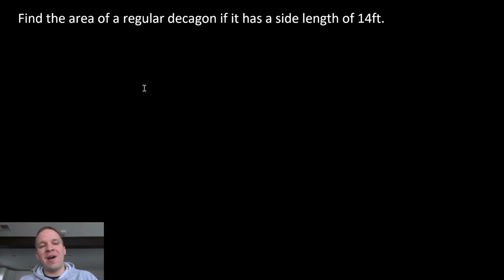Let's do some math. Find the area of a regular decagon if it has a side length of 14 feet. So what do I know here? It's a regular polygon. It has 10 sides because it's a decagon, and each one of those sides is 14 feet. Perhaps the first thing we could do here is draw ourselves a decagon.